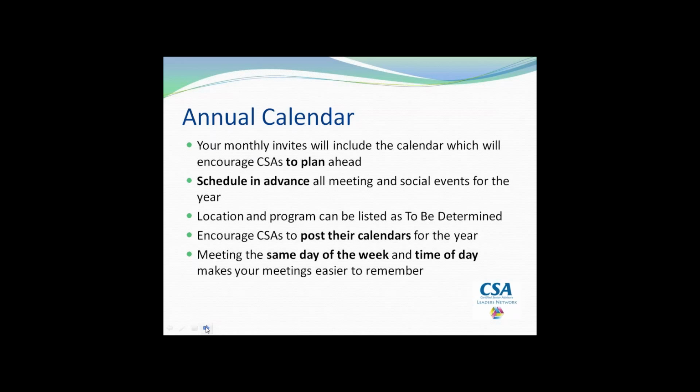Location and program can be listed as to be determined, but it's great to get your CSAs to get the dates on their calendar. Encourage your CSAs to post it to their calendars for the entire year. When you schedule your meetings one at a time, and they cannot see a future, it makes buy-in a bit more difficult and the sustainability of your group much harder. Meeting at the same day of the week or time of day makes your meetings easier for the CSA to remember.